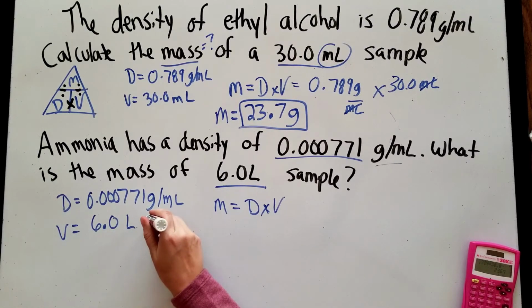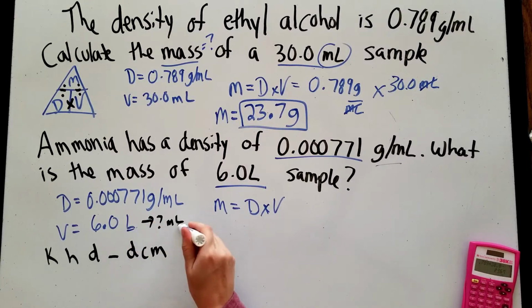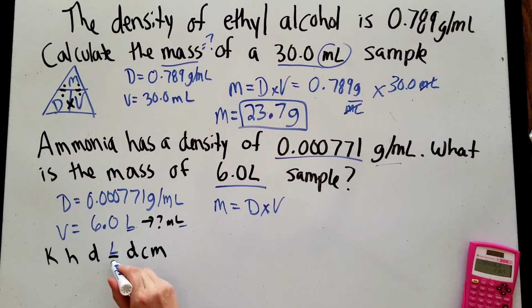So I'm going to convert this to milliliters. And I'm going to do that. It's a metric to metric, liters to milliliters, right? Liter, liter in common. So I can use that. King Henry died drinking chocolate milk. In this particular case, that empty space is going to be the letter that's in common, so liters, since we're talking about volume. Liters is where I'm starting. Where I want to be is at milliliters, the M over here.